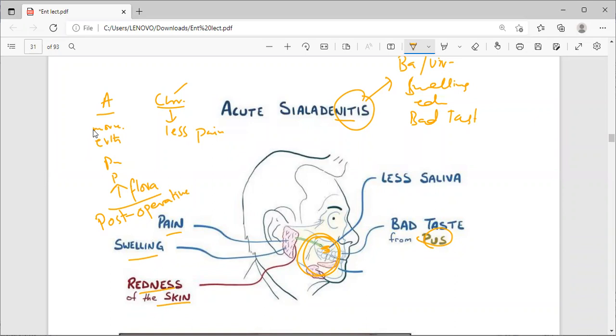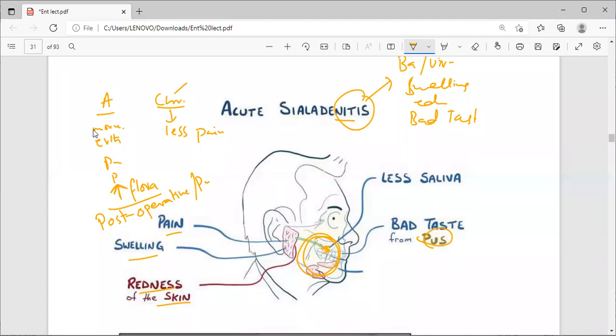So after the surgery, because his mouth becomes so dry, post-operatively his oral flora is much increased, which leads to infection of the submandibular gland, and it is called acute sialadenitis. There will be a bad taste, there will be a smell from his mouth, and there will be purulent discharge coming from the mouth. And what about the chronic one?